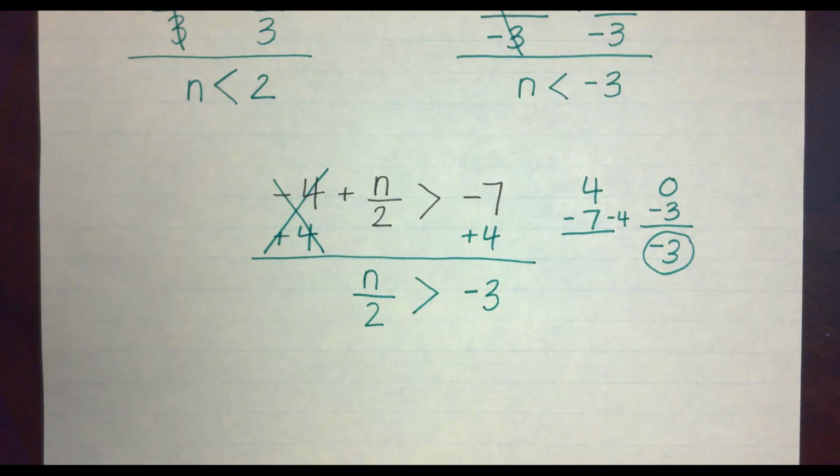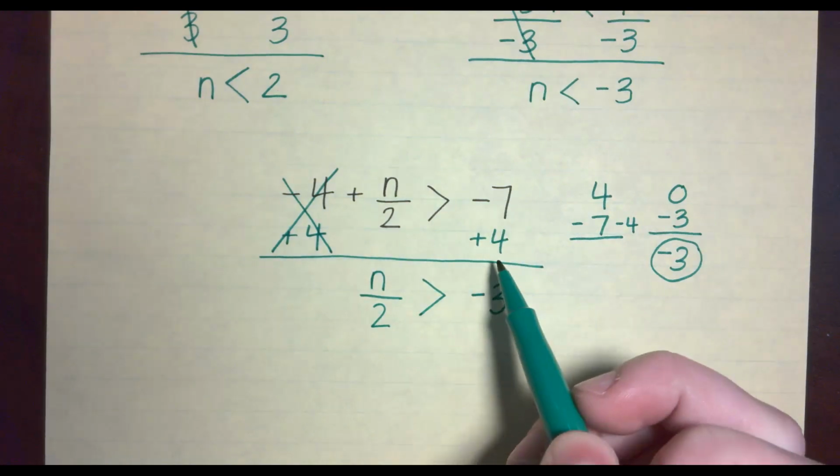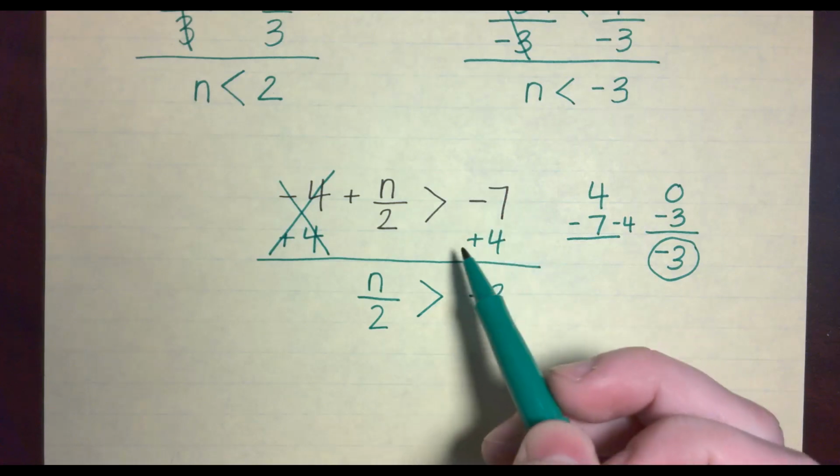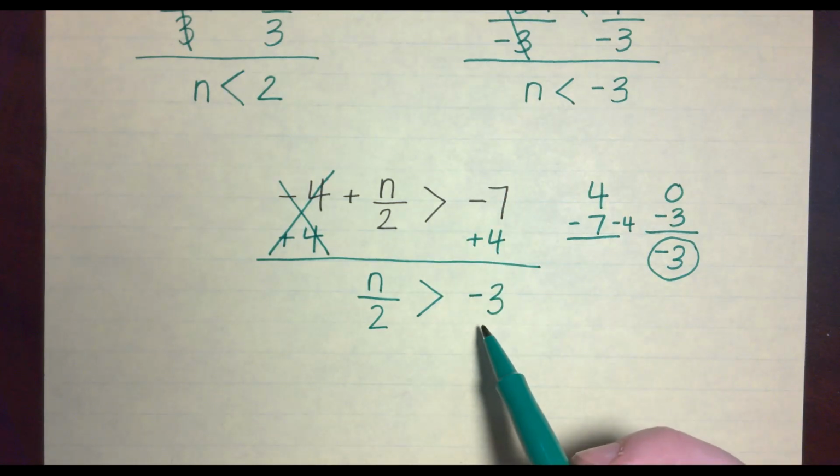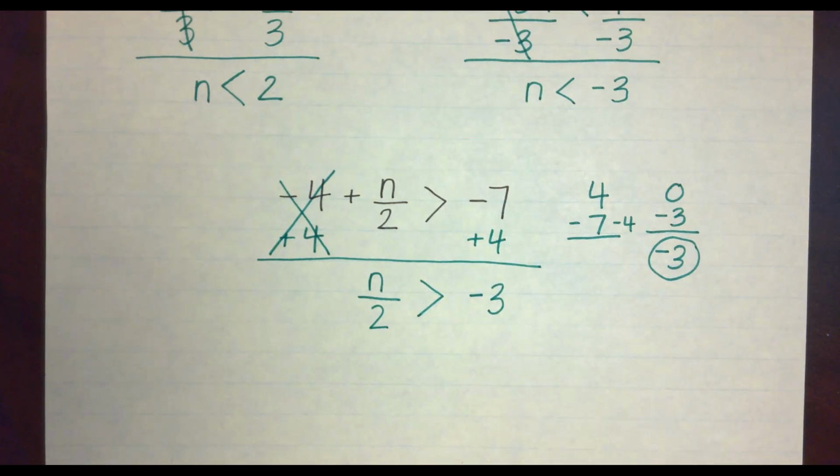You do like 7, take away 4. You could do that. You could say 7 minus 4, and since the bigger number was negative, I get a negative answer. Absolutely. You can absolutely do that.